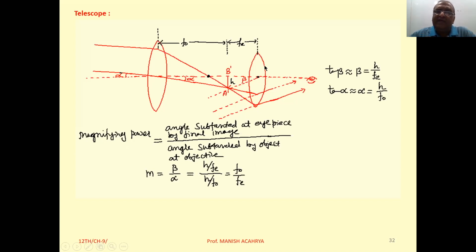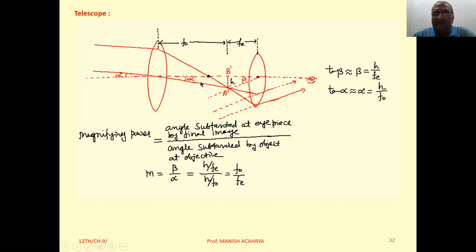So as per definition, we can write the magnifying power, that is the ratio of the angle subtended at the eyepiece by the final image to the angle subtended by the object at the objective. So in our case, the magnifying power or magnification m is beta upon alpha.